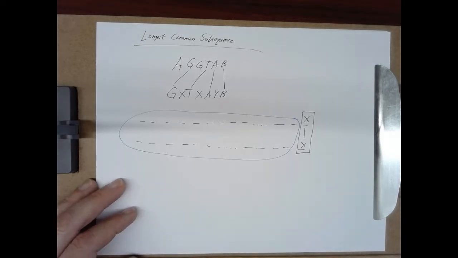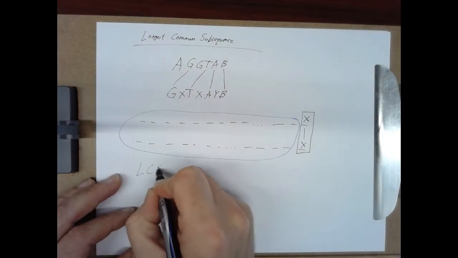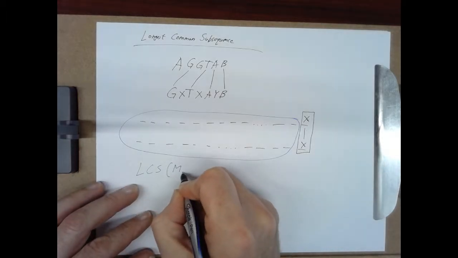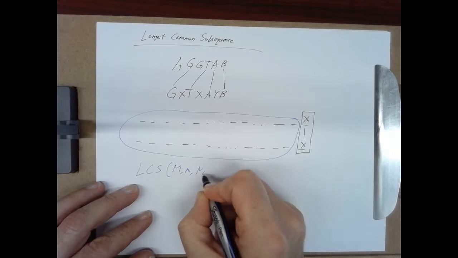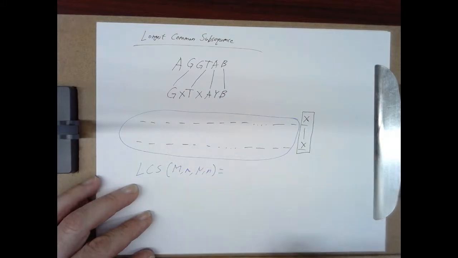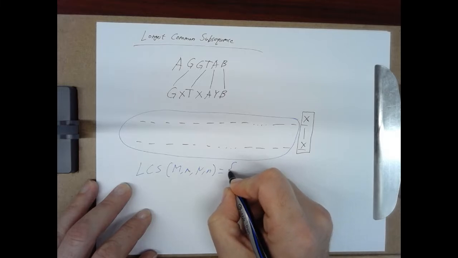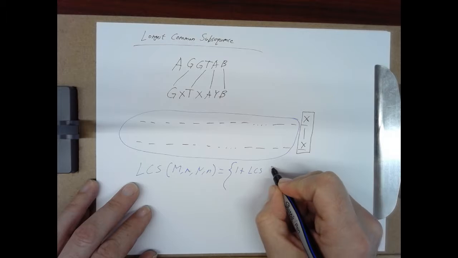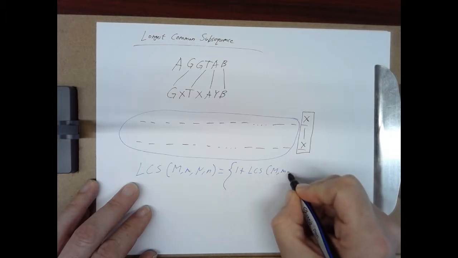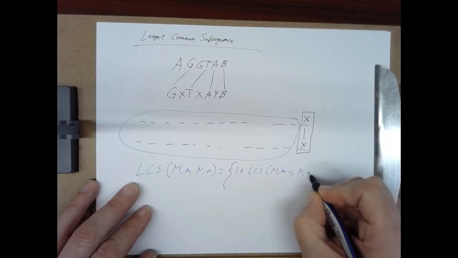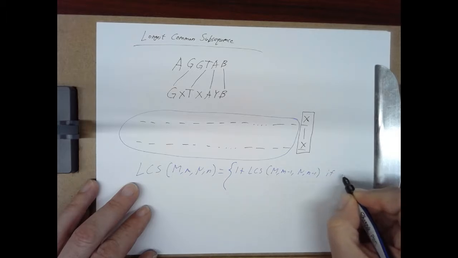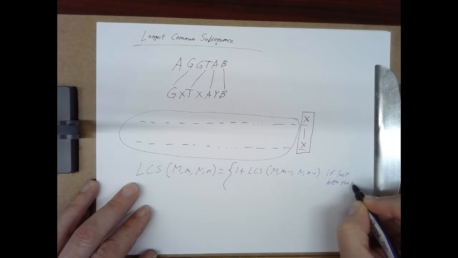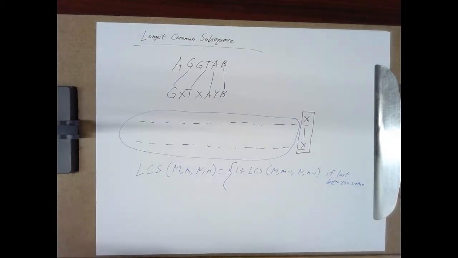Okay, so that lets us have our first case. So longest common subsequence of string M with length M and string N with length N. And so it's going to be 1 plus the longest common subsequence of these substrings, if the last letter of each string is the same.